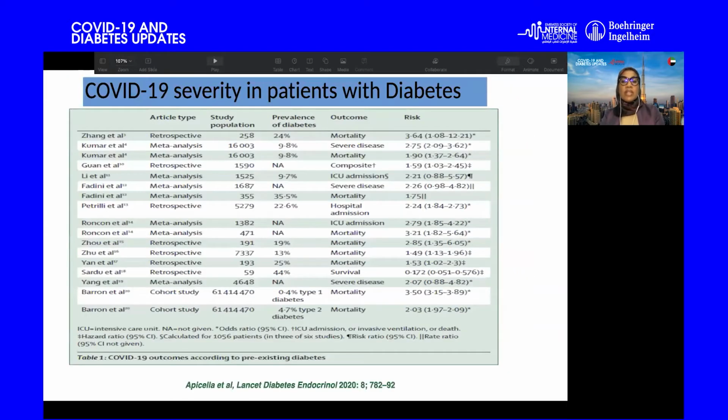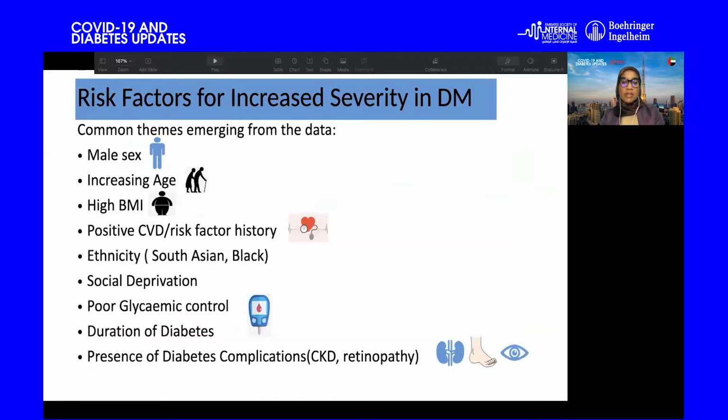So this is kind of like a summary which shows the COVID-19 outcomes with pre-existing diabetes based on cohort studies, retrospective studies, and meta-analysis. And what we can see is that the risk for severe disease and mortality is in the order of about 2 to 3%. So is it that everybody with diabetes is at an increased risk for these complications? In fact, what is really emerging from the data are common themes.